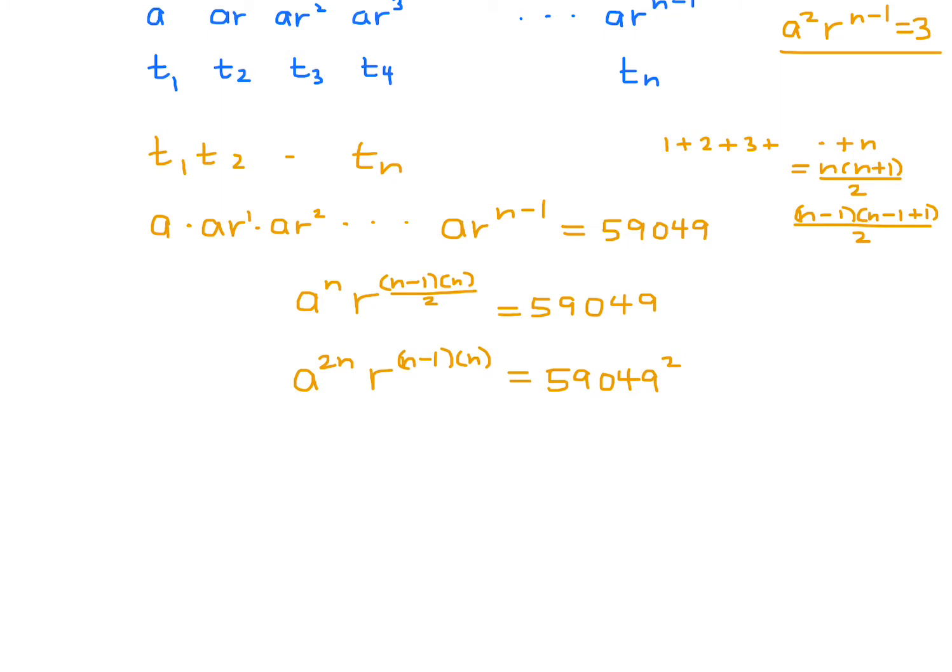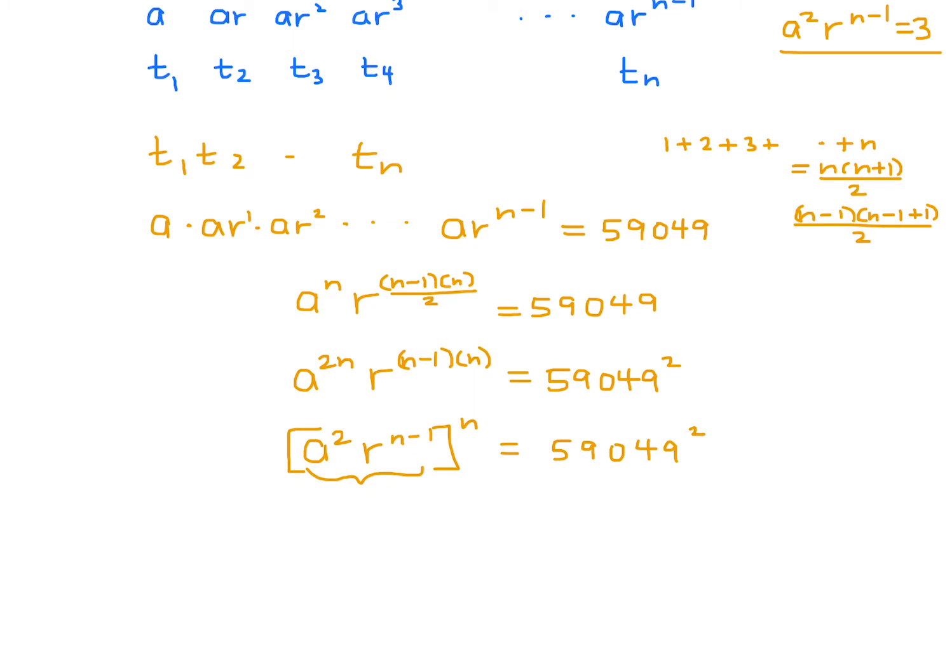Okay, so at this point, I can factor out an n. So this becomes a squared r n minus 1 all to the power of n. So using basic exponent rules, we can do that, no problem. And this is some big long number. I'll just leave it like this. Great. Now we can make this substitution.